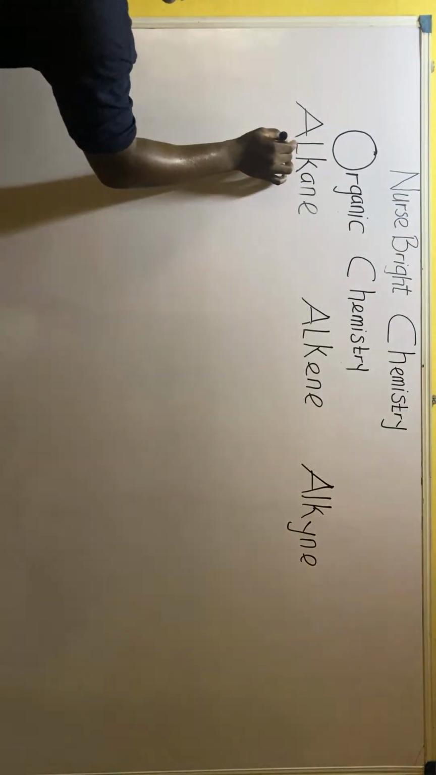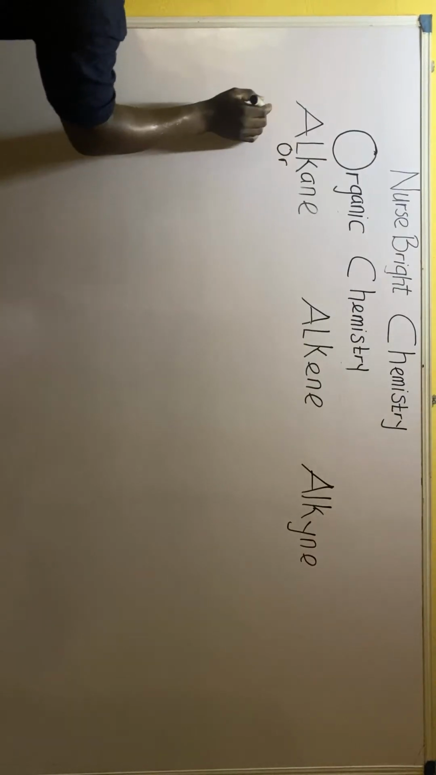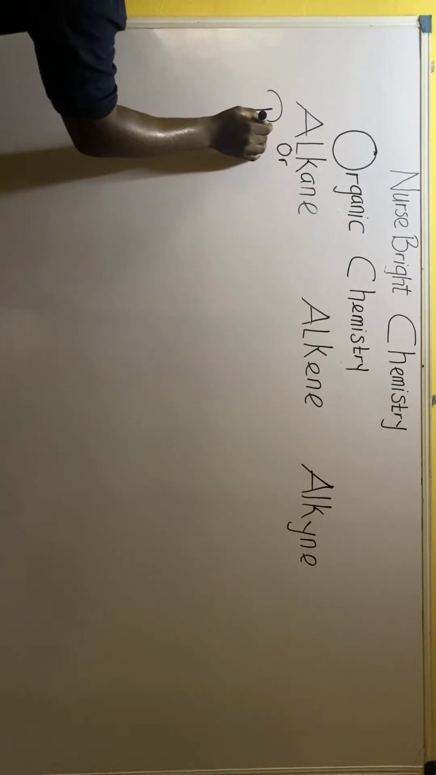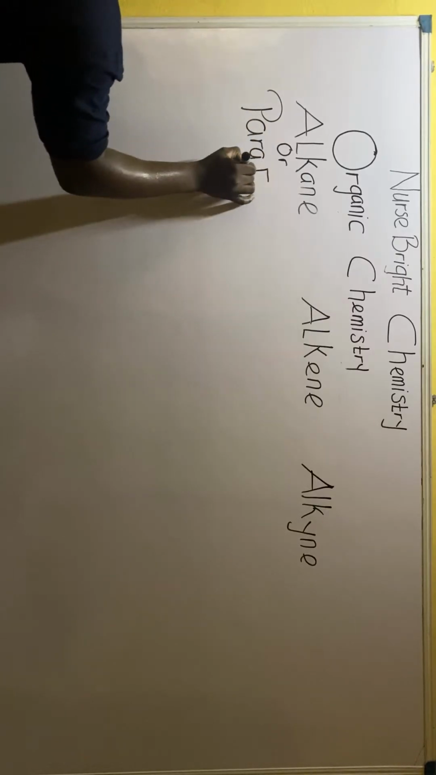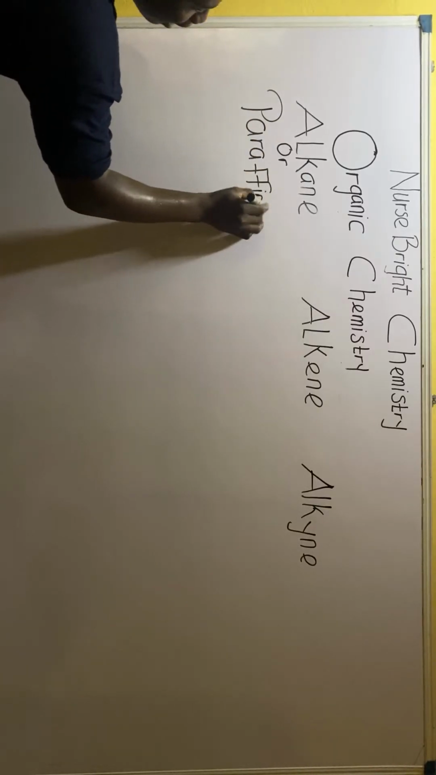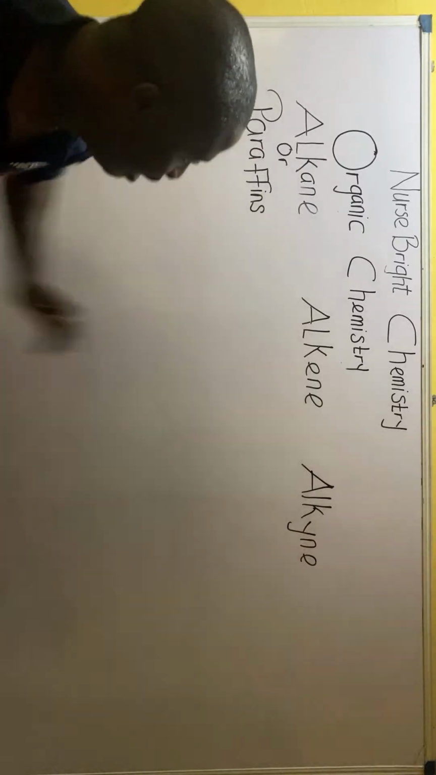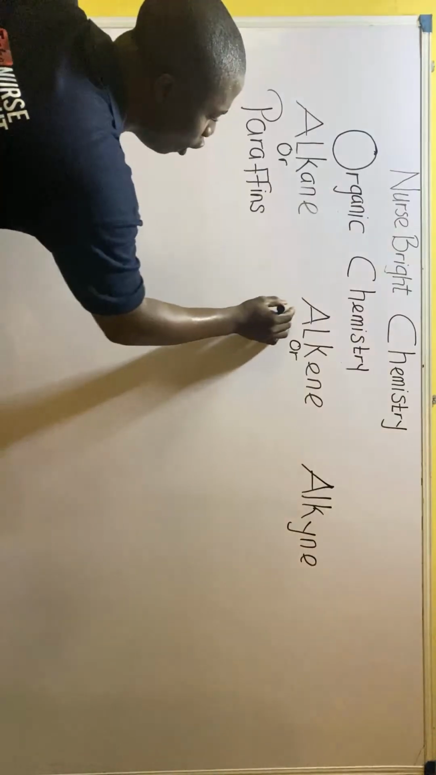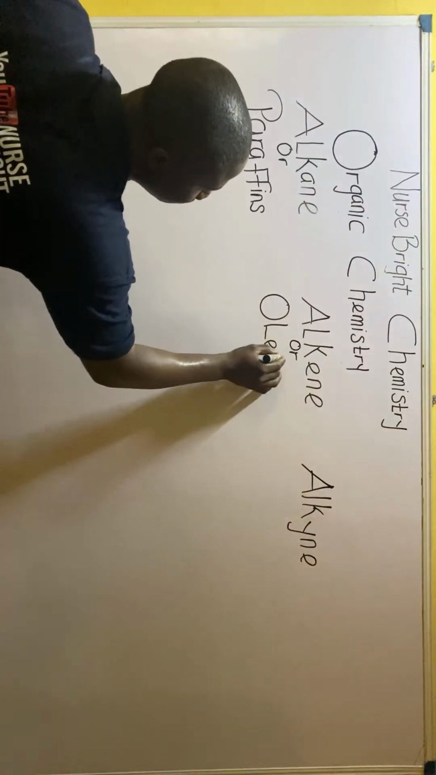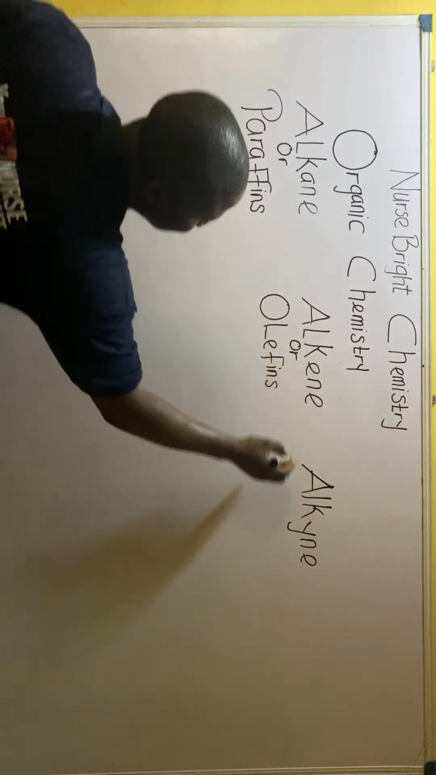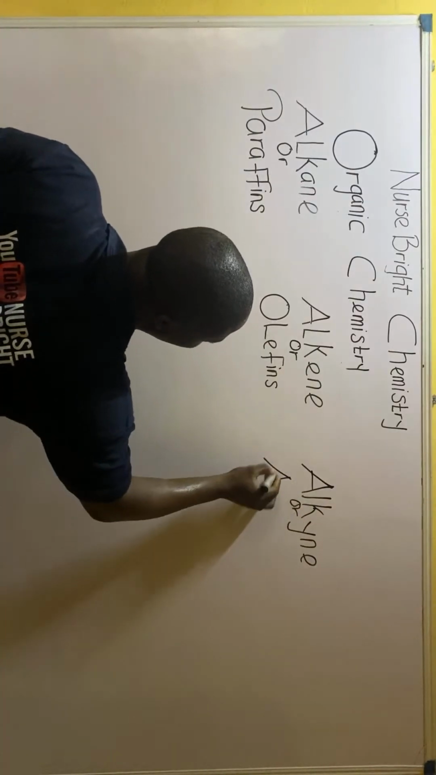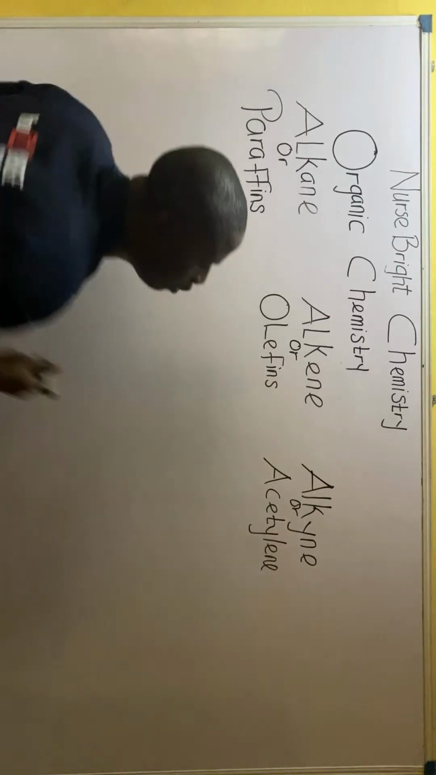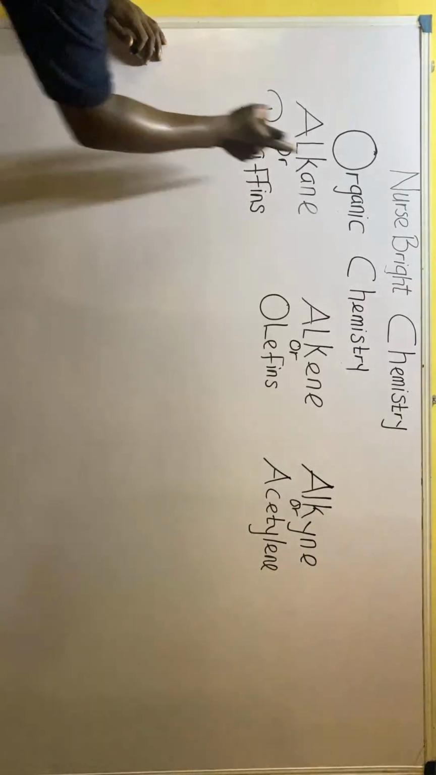So everybody notes this. All these guys have another name. Alkanes are also called paraffins. Alkenes are also called olefins. And lastly, alkynes are also called acetylene.